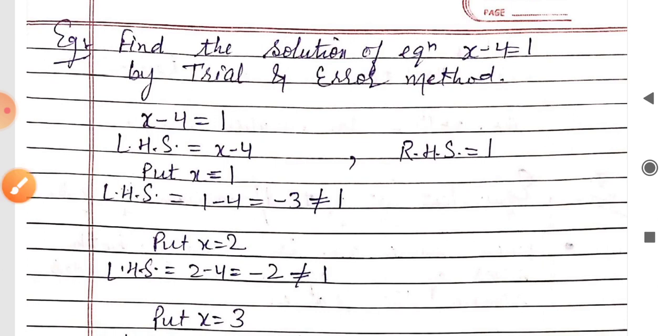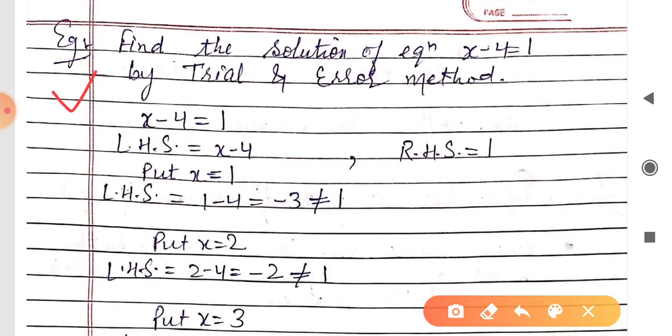And then next is the example by using hit and trial method, that is trial and error method. Find the solution of equation x minus 4 is equal to 1. We are given an equation x minus 4 is equal to 1. We have to solve this equation by using trial and error method.